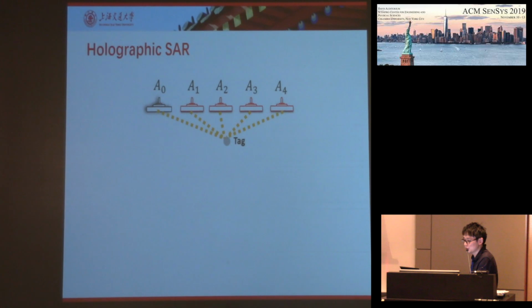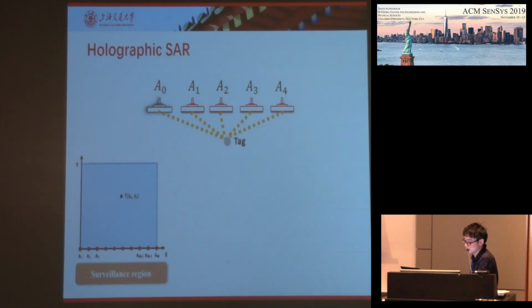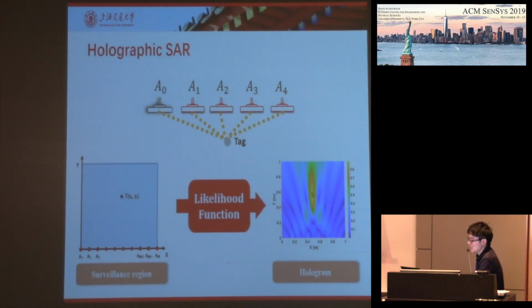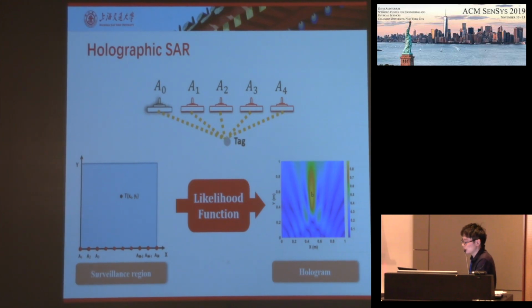Before introducing our solutions, let me talk about some basic knowledge of holographic synthetic aperture radar techniques for RFID tag localization. Suppose we have a static tag and we use the antenna to move at different positions, so we get a phase profile. And we suppose a surveillance region. Next, we need to design a likelihood function, and this function can transform the phase profile into a hologram. And in this hologram, each pixel value represents the possibility of the corresponding position to be the true tag position.